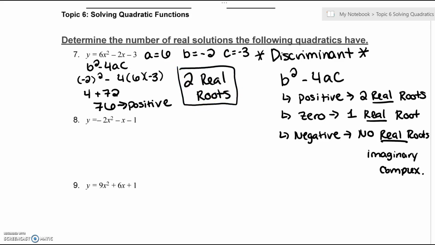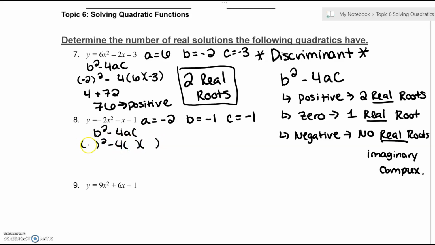Okay, so number 8. We're going to do the exact same thing again. So we're finding a, b, and c. A is the number in front of x squared, which is negative 2. B is the number in front of x, which would be negative 1. And c is the constant, which is negative 1. Plugging this in, I always write b squared minus 4ac first. Then change your variables to parentheses so we don't mess up when we're plugging it in.